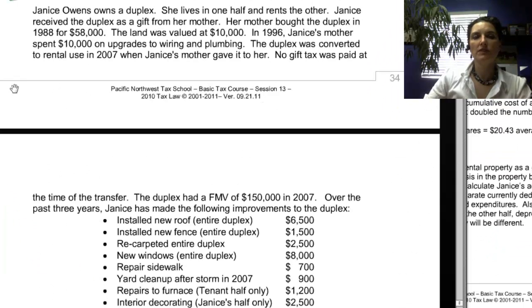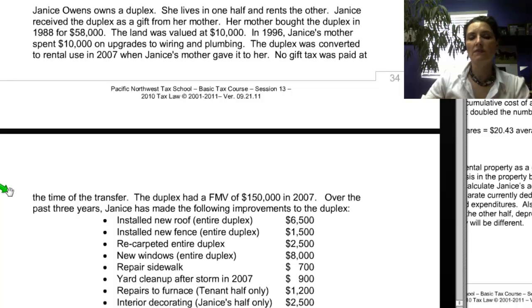The next homework question was a little more comprehensive. Janice owns a duplex. She lives in one half and rents the other. Janice received the duplex as a gift from her mother. Her mother bought the duplex in 1988 for $58,000, and the land was valued at $10,000. Then in 1996, Janice's mother spent $10,000 on upgrades to wiring and plumbing. The duplex was converted to rental use in 2007 when Janice's mother gave it to her. No gift tax was paid at the time of the transfer.